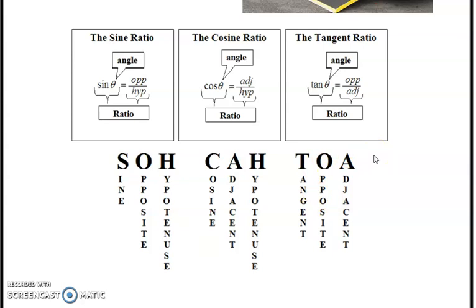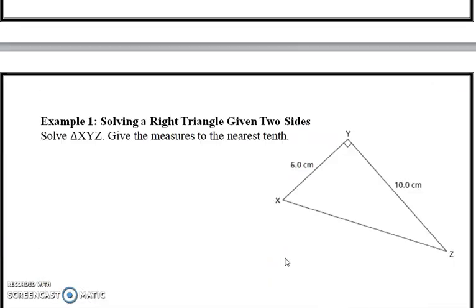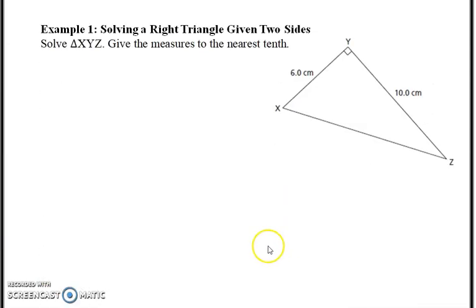I don't know if we need to remember that, but it's good to get quick, so you don't have to keep going back to your formula sheet. So they are on your formula sheet, like I mentioned, but it's nice just to do a quick memory. That's how I used to recall it. Okay, so to solve a right triangle means to find all the unknown sides and all the unknown angles. This can be done if you know at least two sides, or one angle other than the right angle and one side. So these are just some different combinations that you need in order to solve these.